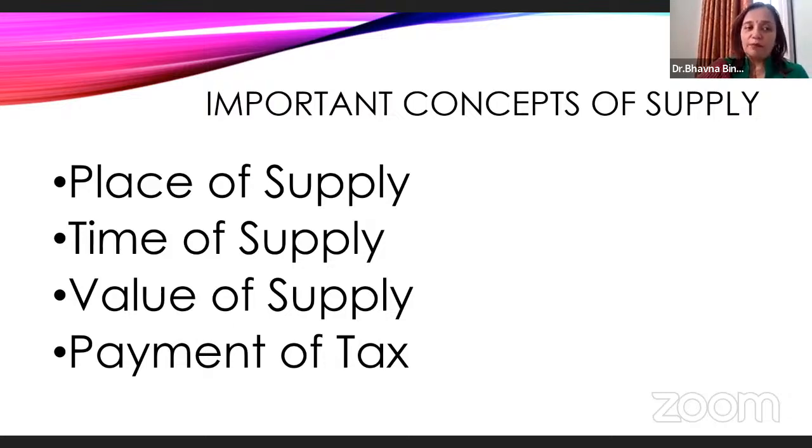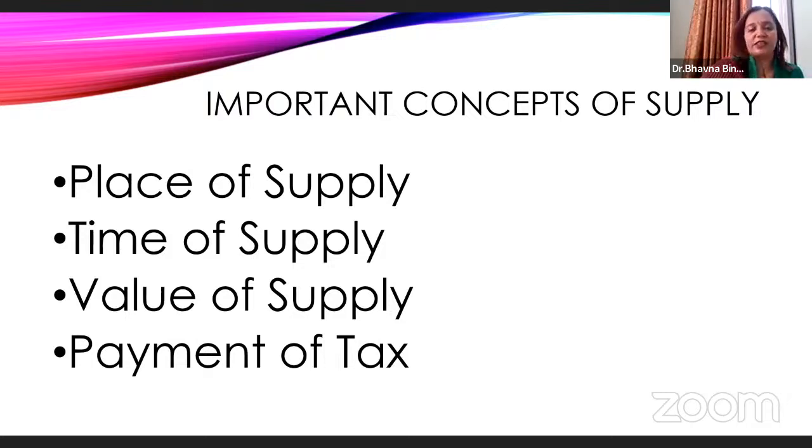GST is not applicable on the supply of petroleum crude, high-speed diesel, motor spirit, natural gas and aviation turbine fuel. They ask this as an objective question, that GST is not applicable on these for now, but the date from which it can be applicable on these products, we don't know. High-speed diesel, motor spirit, natural gas, aviation turbine fuel, all five have to be remembered; GST is not levied on them. Now, what do you mean by supply?